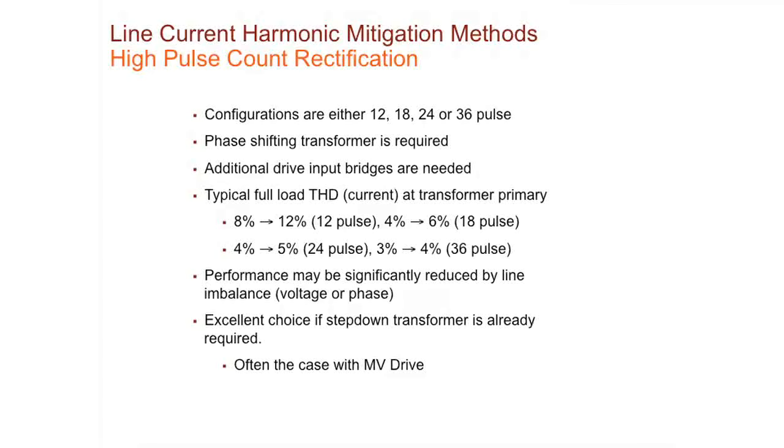So performance goes up as you go across these. There are configurations out there, 12 and 18. That's typically where the low voltage drives stop. There's also 24 and 36 used on the medium voltage side. So basically it requires a phase shifting transformer. Additional bridges are needed. You can see here are your levels for current distortion. A 12-pulse gets you down to about 8%, 18-pulse down to about 5, we'll call it. 24 really gets you down there, and then 36, medium voltage, different world.